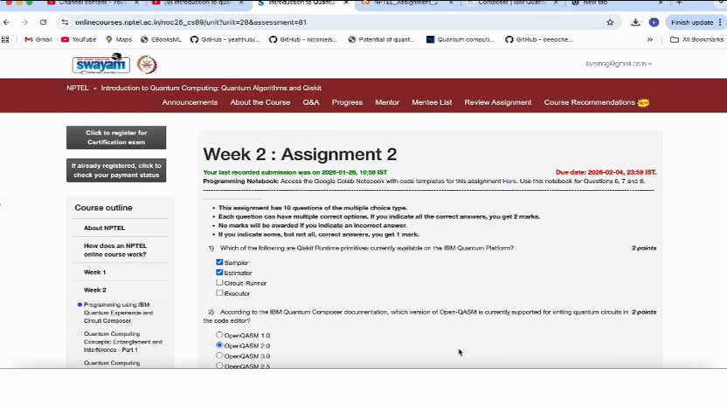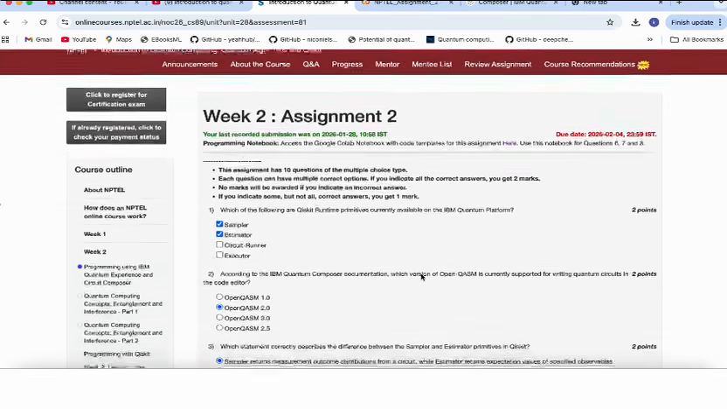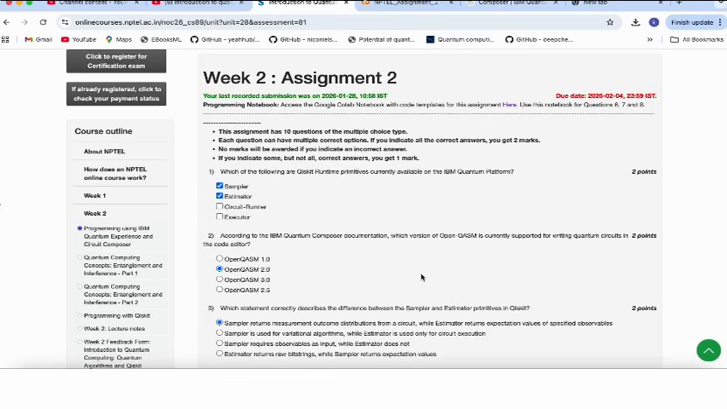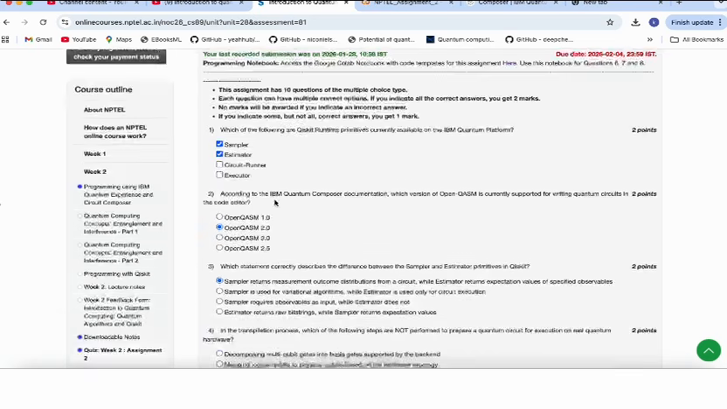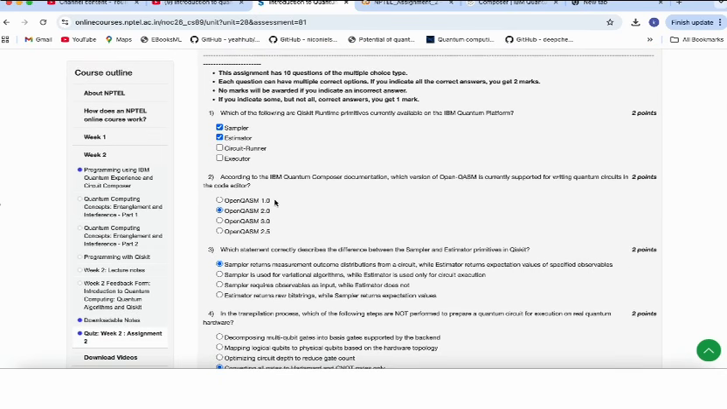Assignment-2 solution key. So the first question: which one of the following are Qiskit runtime primitives currently available on the IBM Quantum platform? The options are A, sampler, and B, estimator. Question number 2: according to the IBM Quantum Composer documentation, which version of OpenQASM is currently supported for writing quantum circuits in the code editor?